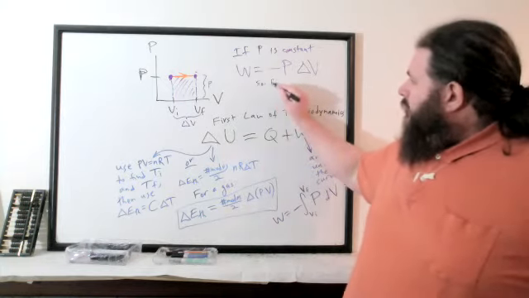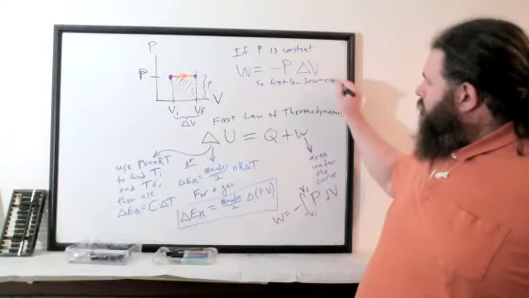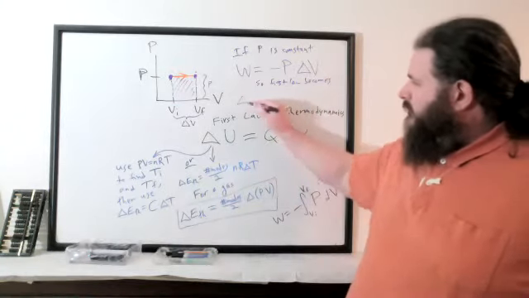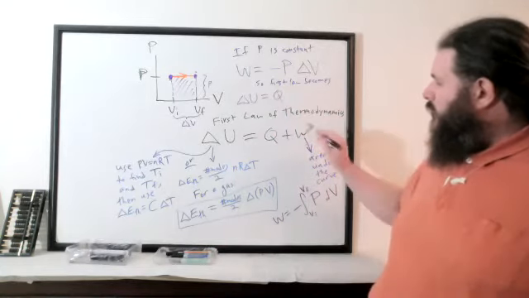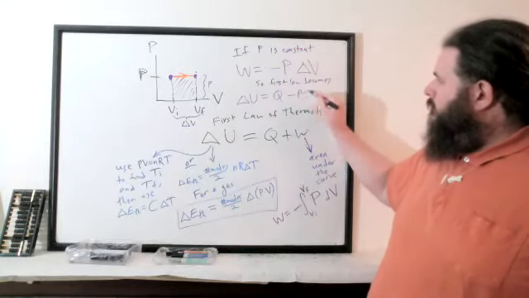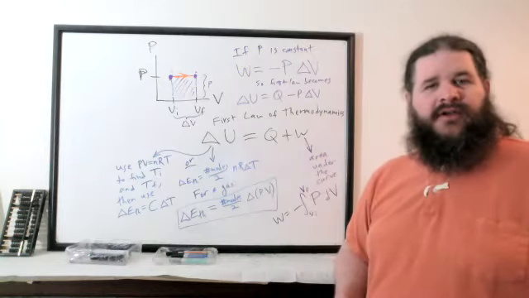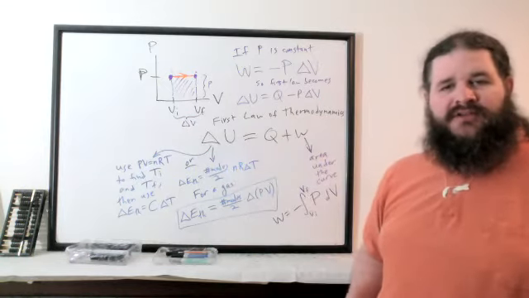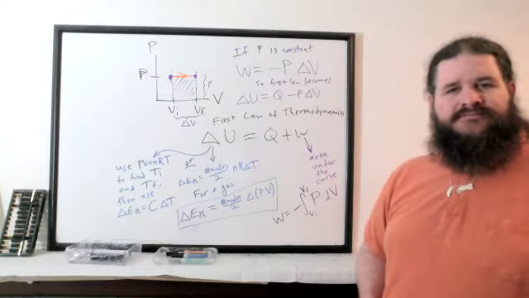So our first law becomes, we can write out still delta U is delta U. Heat, maybe we don't know, but we know plus work is minus P delta V. So we get a much more specific version of the first law of thermodynamics if the pressure is constant. Any questions on that so far?